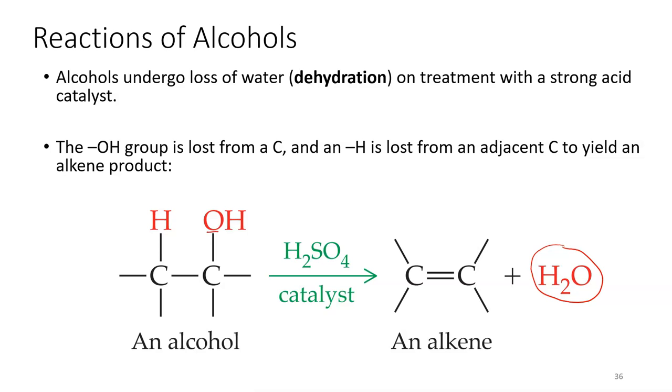So we'll take the hydroxy group and an adjacent hydrogen from an adjacent carbon, and those are going to recombine into the water that's going to leave, and the electrons in there are going to then be put down to create this double bond. So we're actually going to create an alkene here from an alcohol after that dehydration reaction occurs.